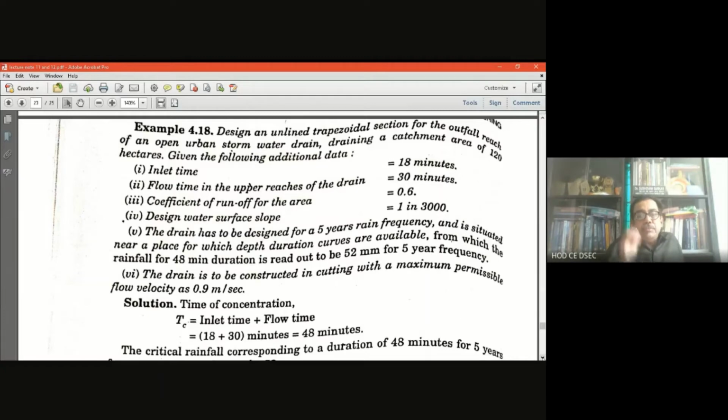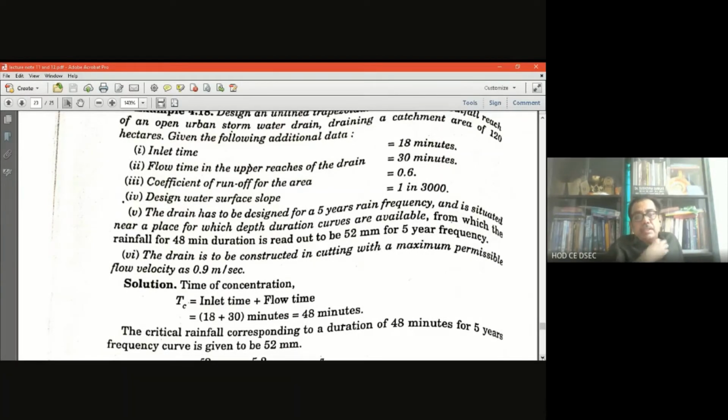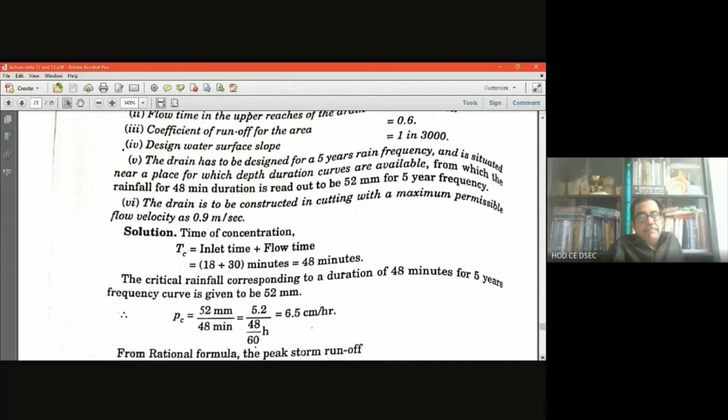The drain has to be designed for a 5 years rain frequency and is situated near a place for which depth duration curves are available, from which the rainfall for 48-minute duration is read out to be 52 millimeter for 5 years frequency. That statistical data have been reviewed. The drain is to be constructed in cutting with a maximum permissible flow velocity of 0.9 meter per second.